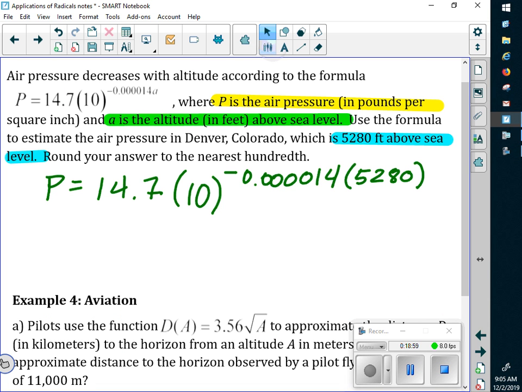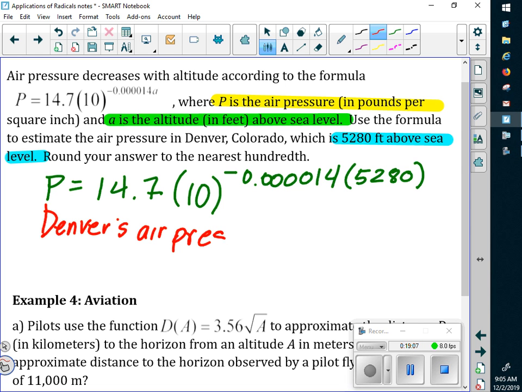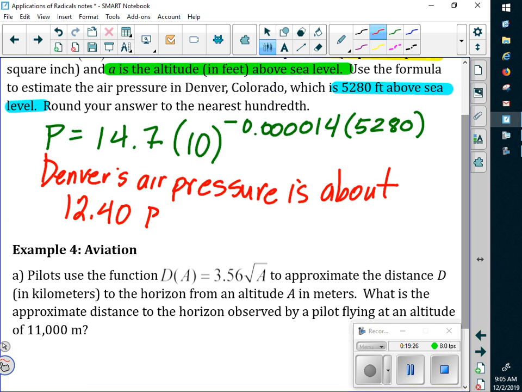Denver's air pressure is about, I already forgot what it was. 12.40. Thank you, 12.40. My memory doesn't last very long. 12.40 what? Pounds per square inch. You knew the abbreviation. If you know the abbreviation for pounds per square inch, you can use it. Make sure you use your units. I cannot emphasize enough how important it is to use your units, okay? Use your units.